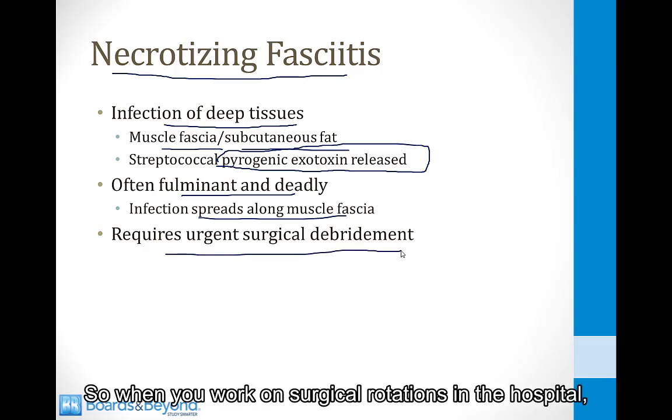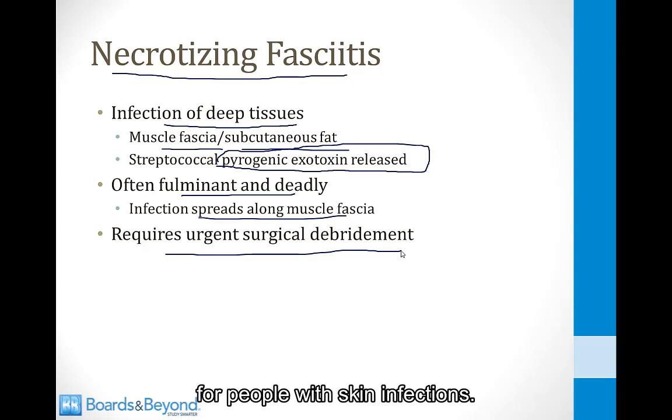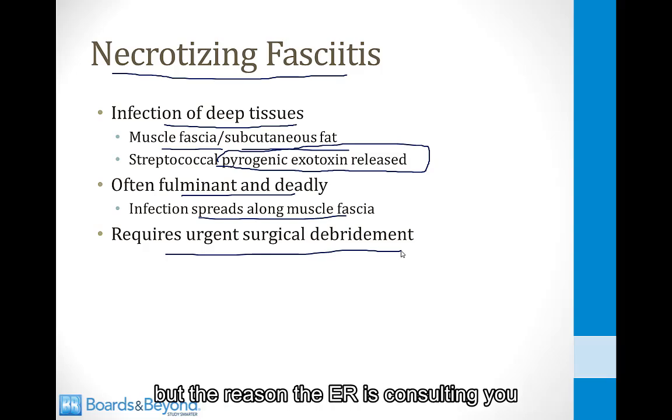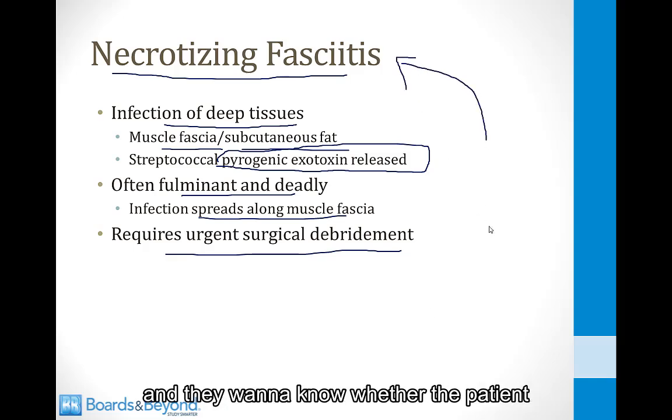So when you work on surgical rotations in the hospital, you will often get consulted by the emergency room for people with skin infections. Most of those skin infections will be simple cellulitis, but the reason the ER is consulting you is because they are questioning whether it has turned into necrotizing fasciitis, and they want to know whether the patient needs to be taken to the operating room.